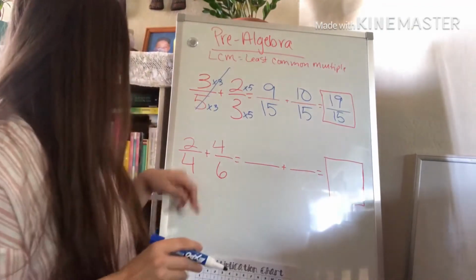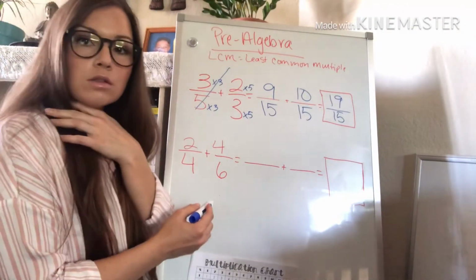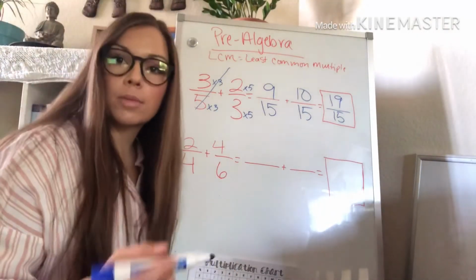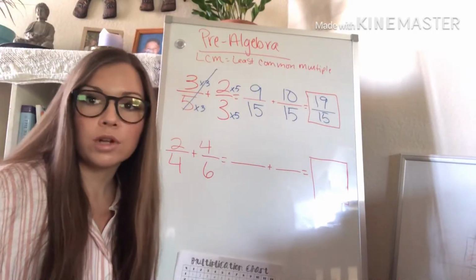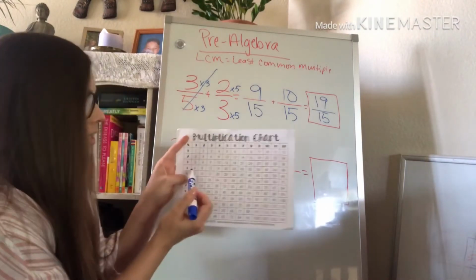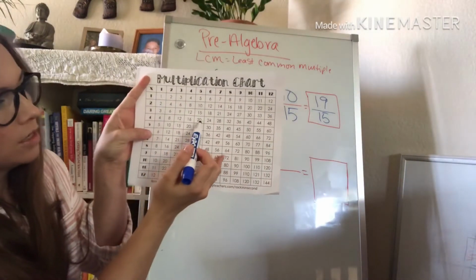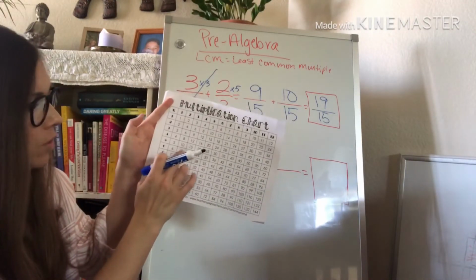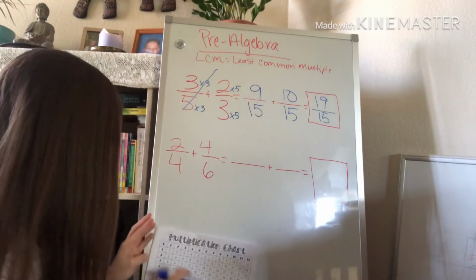Okay, so now we're gonna do the second one. 2 fourths plus 4 sixths. So our denominators are 4 and 6. Those are the two that we need to change to have a like denominator. So we need to find the least common multiple between 4 and 6. You can either use your multiplication chart and see the multiples of 4 are 4, 8, 12, 16, 20, 24, 28, and so on. Multiples of 6: 6, 12, 18, 24, 30, 36, 42. You can write them out or you can go off your sheet.